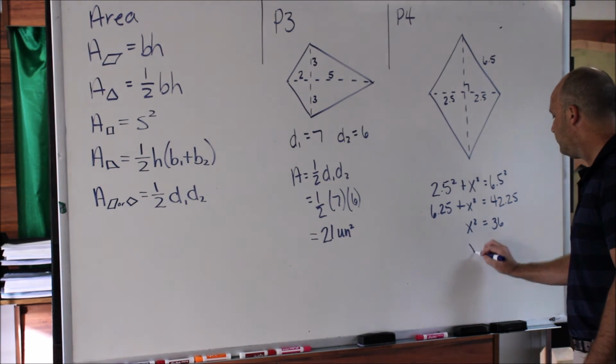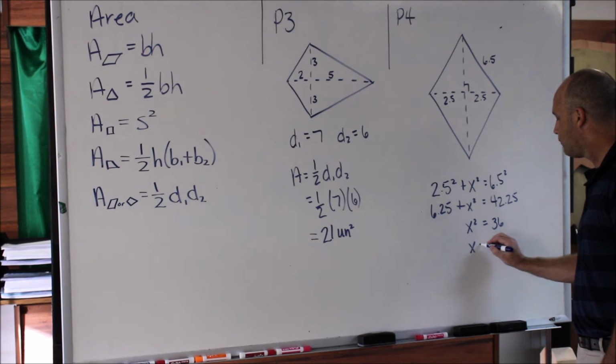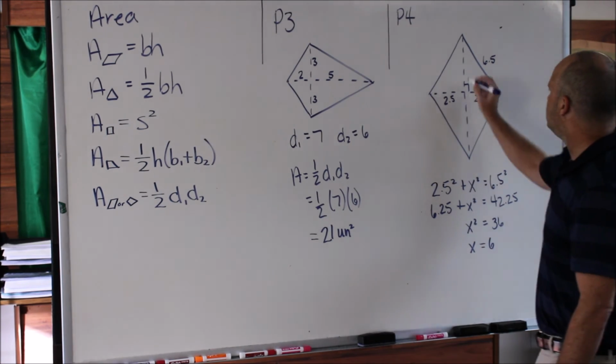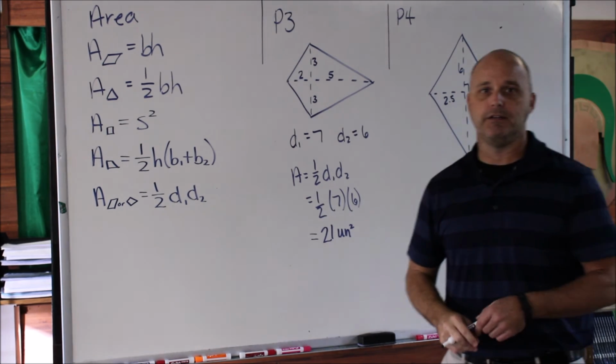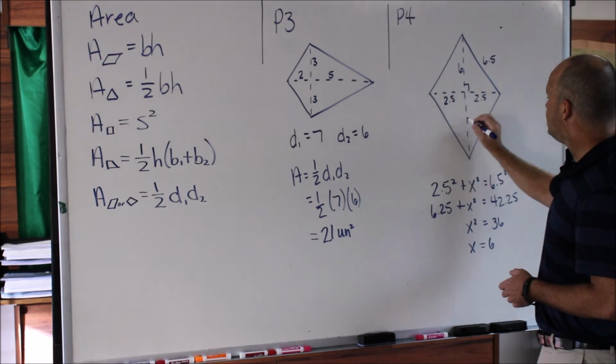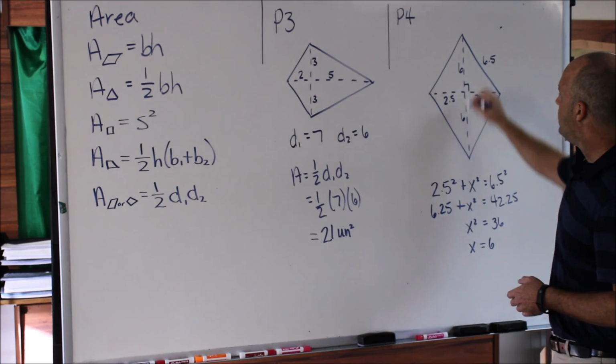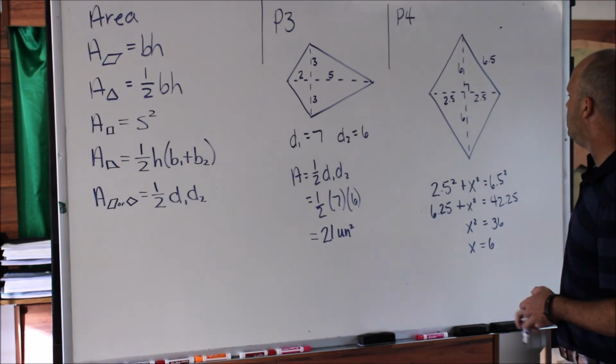And so we take the square root of x squared and the square root of 36, and we get that x is equal to 6. So we know that that segment of the diagonal is 6. That means that this segment is also 6. So we know that the height is 12 and the width is going to be 5.